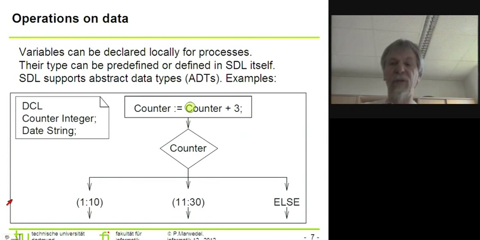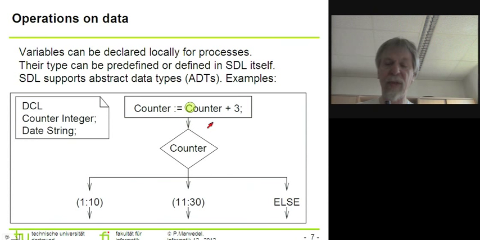Now, SDL also supports operations on data. If you would like to operate on data, you would usually need variables. Variables can be declared locally for each of these processes. These variables can be either of predefined type, or they can be of a type that's defined in SDL itself. So in this particular example, we see variables counter and date, which are of predefined types integer and string.